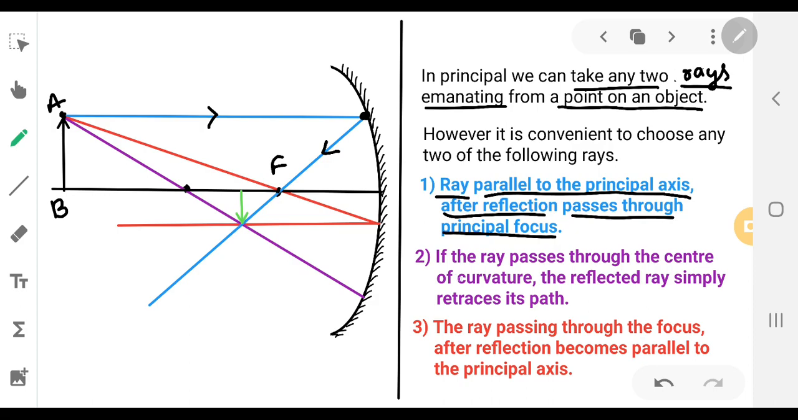ಸೆಕೆಂಡ್, if the ray passes through the center of curvature, the reflected ray simply retraces its path. ಅಂದ್ರೆ ಒಂದು ವೇಳೆ ನಮ್ಮ ಸೆಂಟರ್ ಆಫ್ ಕರ್ವೇಚರ್ ಮುಖಾಂತರ ಹಾದು ಹೋದ ರೇ ಮಿರರ್ ಮೇಲೆ ಬಿತ್ತು ಅಂತಂದ್ರೆ ಅದು ಯಾವ ಥರ ರಿಫ್ಲೆಕ್ಟ್ ಆಗ್ತದೆ ಅಂದ್ರೆ ವಾಪಸ್ ಸೆಂಟರ್ ಆಫ್ ಕರ್ವೇಚರ್ ಮೇಲನ ಹಾದು ಹೋಗಬೇಕು.